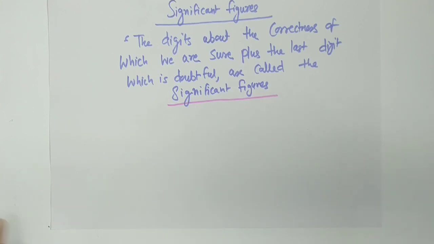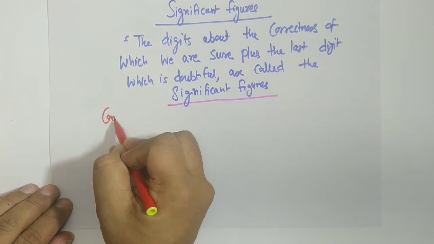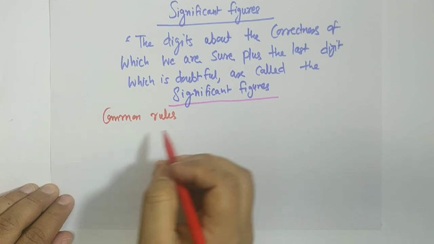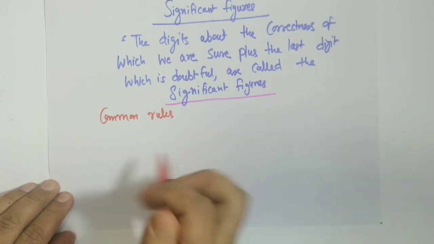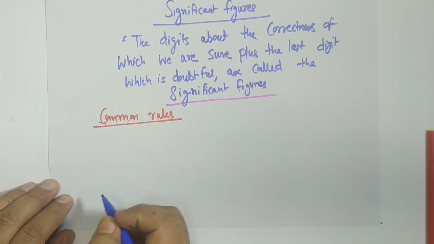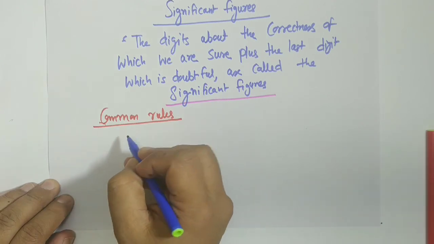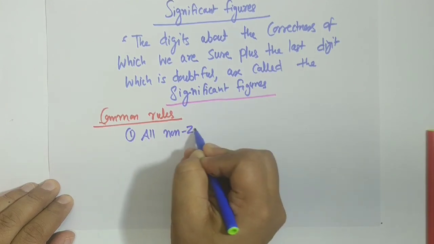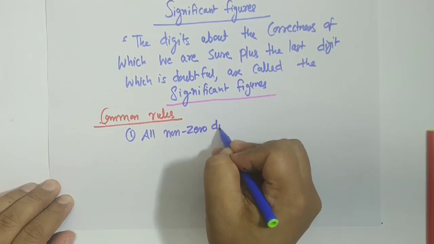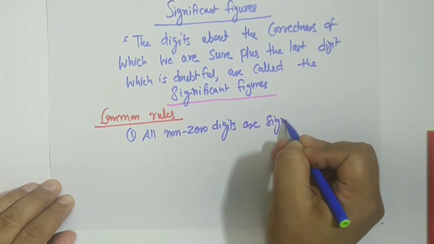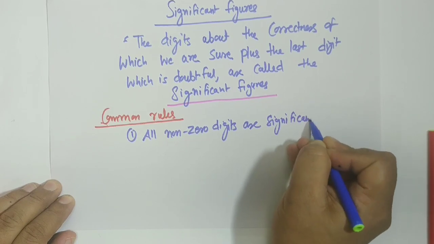Now there are some common rules we are going to discuss for significant figures. What are those common rules? First of all, all non-zero digits are significant.